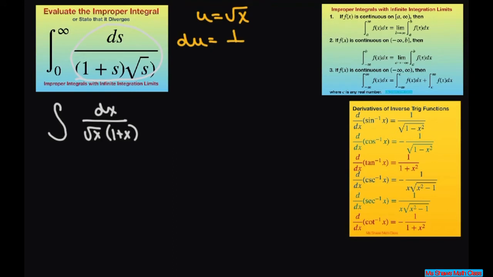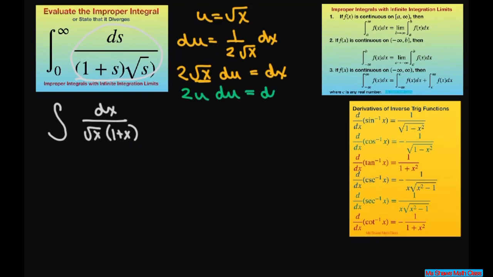Let's just say we had an integral of dx, let's call it x, and then we had square root of x times 1 plus x, because that's usually how you see it. And so if I let u equals square root of x, then du equals 1 divided by 2 square root of x dx. So 2 square root of x du equals dx. And if I substitute back in my u, I get 2u du equals dx.